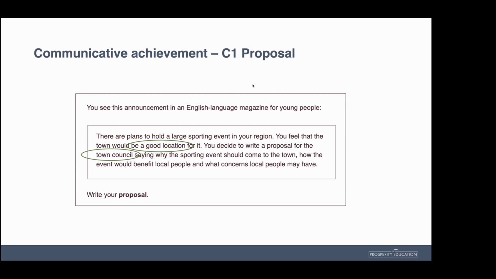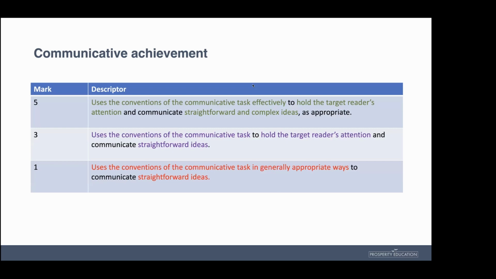Let's now have a look at the descriptors for communicative achievement. There's quite a lot highlighted here. We can have a look at 5. Uses the conventions of the communicative task effectively. And I think the most important, to hold the target reader's attention and communicate straightforward and complex ideas as appropriate. Moving down to 3, uses the convention of the communicative task. There may be some omissions, some differences, it's not as effective, but it still holds the target reader's attention, maybe only communicating straightforward ideas.